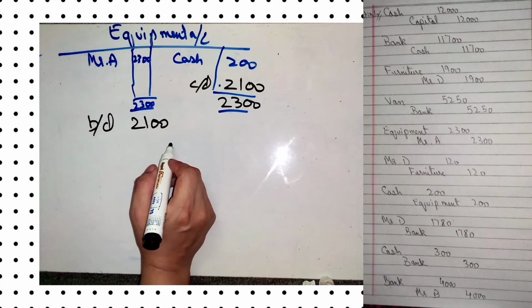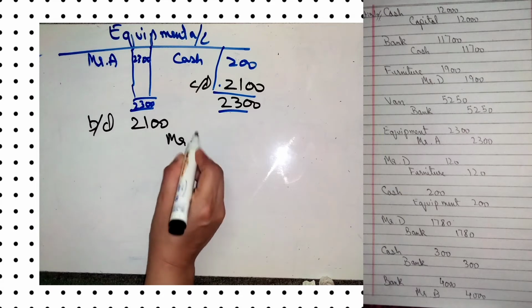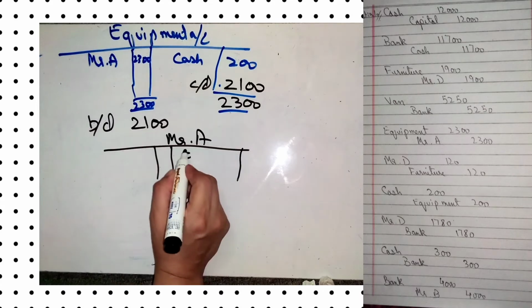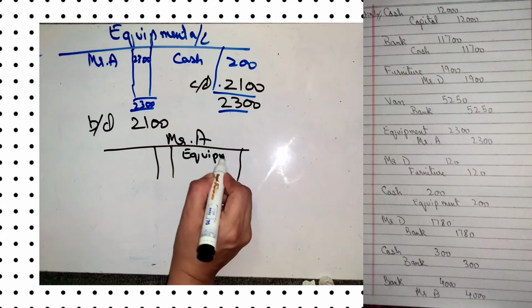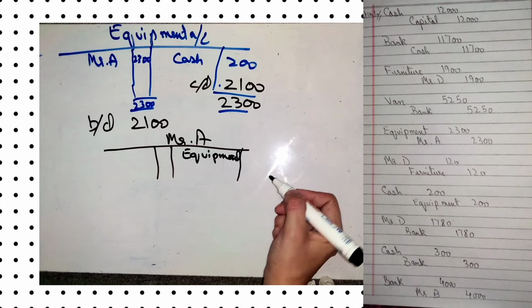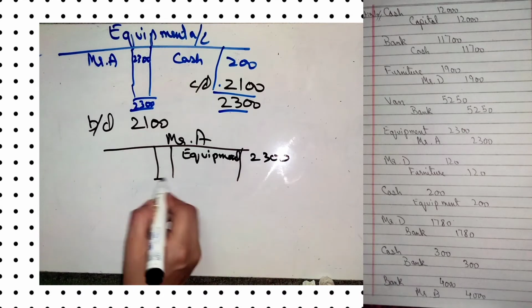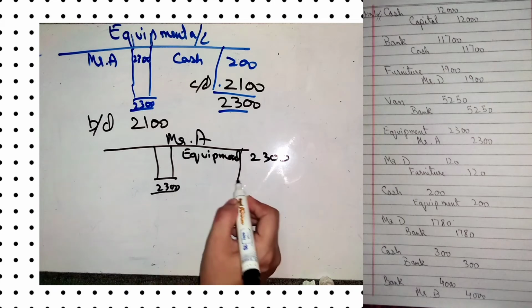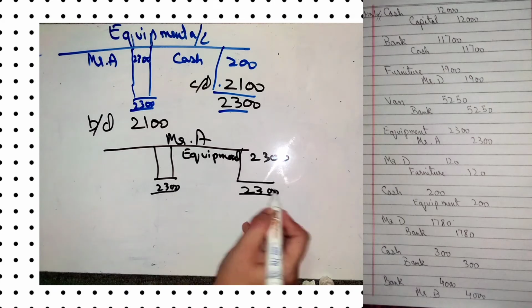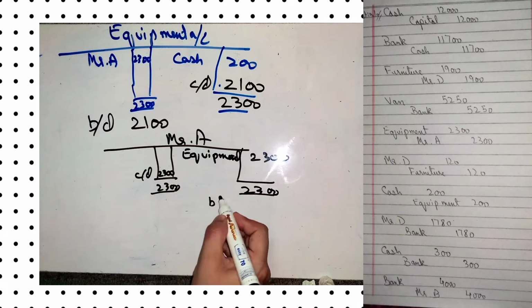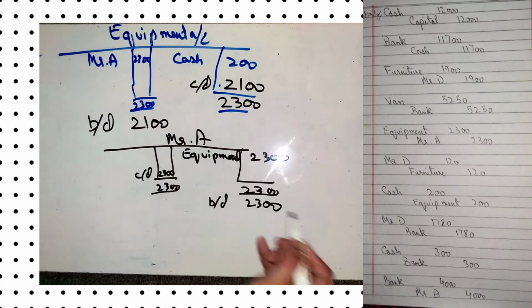And now comes Mr. A's account. We bought equipment, so it is for 2,300. Grand total 2,300. Carried down and brought down.